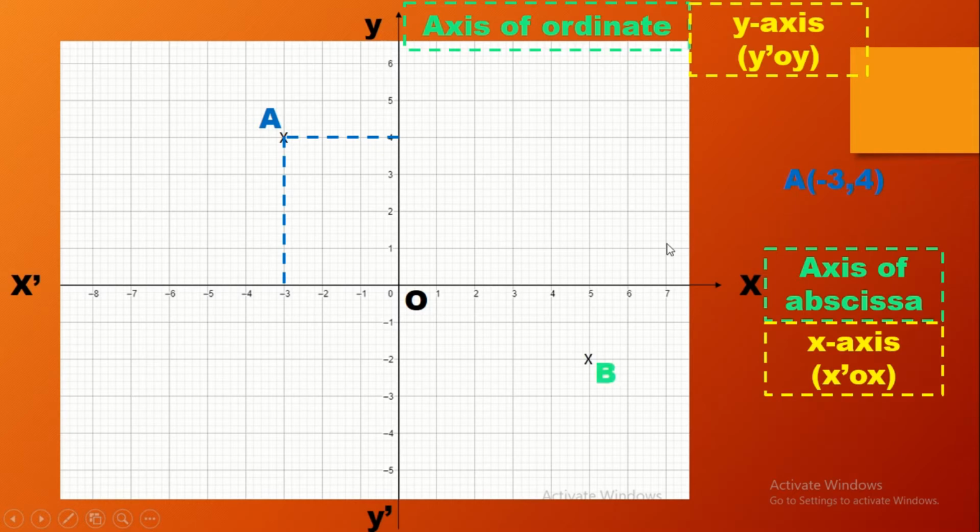Now let's take another example together. As you see here, we have a point B. Wherever the points are located, you should project first on the horizontal axis, x prime o x. As you see, its abscissa is 5. Then on the vertical axis, as you see, its ordinate is minus 2. So we say that the point B has the coordinates 5, minus 2, x then y. Sure, we write them between parentheses, separated by a comma.